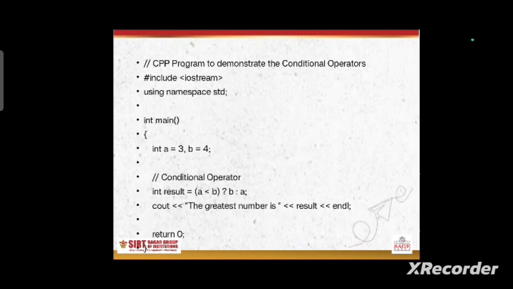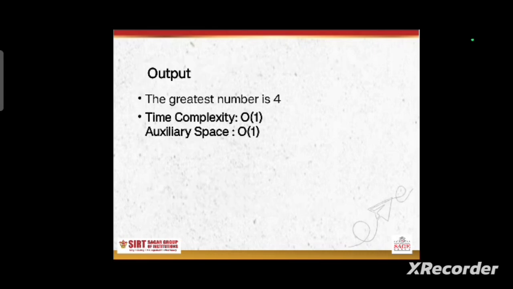Now conditional operators. For the conditional operator, we use the ternary operator. In the ternary operator, we use a question mark and a colon. So this is the conditional operator example. If I declare variable a is equal to 3 and b is equal to 4, after applying the conditional operator, we will get the result. So the result of this program will be 4.